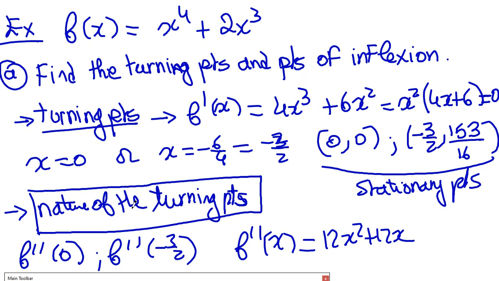Now, what is the nature of those turning points? Are those maximum or minimum? So instead of doing the table of sign like I did in part 1, I can do f double prime of 0. If f double prime of 0 is positive, it means it's concave up, so it's a minimum. And if it's negative, concave down, so it's a maximum. So I will do f double prime of x first, and then I will replace by 0 and by minus 3 over 2. f double prime of x gives me, I'll look here, 12x squared plus 12x. And then I will do f double prime of 0 and f double prime of minus 3 over 2.